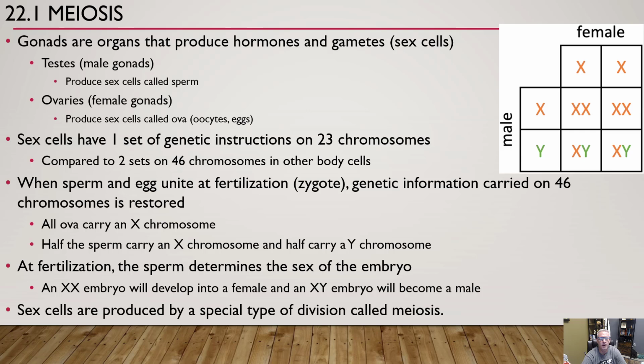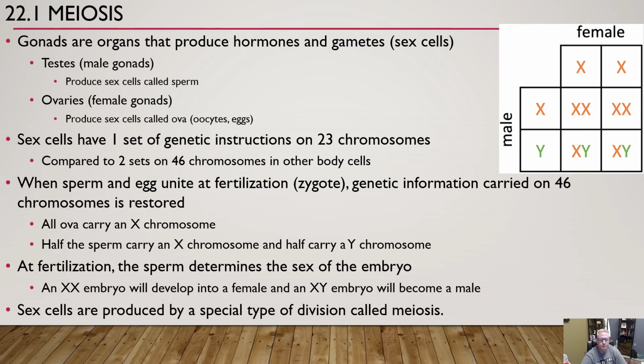And the sex cells have one set of genetic instructions on 23 chromosomes. Remember, humans have 23 chromosomes. But in regular body cells, we have two sets of genetic information on 46 chromosomes. And so, the sperm has 23 chromosomes and the egg has 23 chromosomes. And when the sperm and egg unite, that's how we get the 46 chromosomes. 23 times 2 is 46.